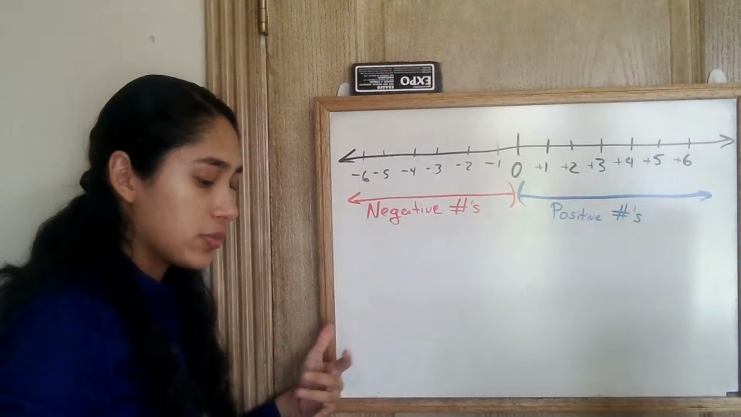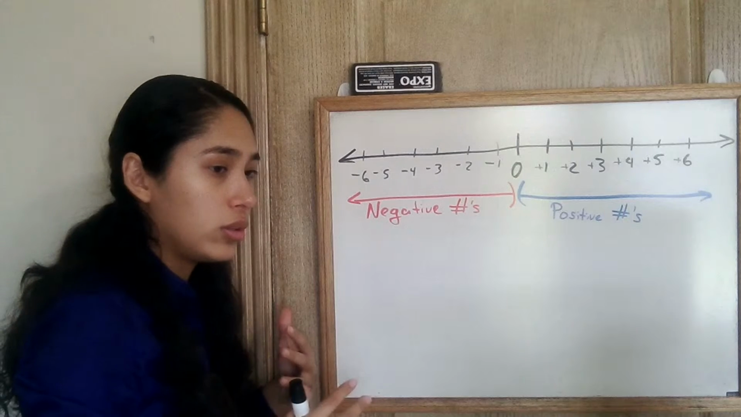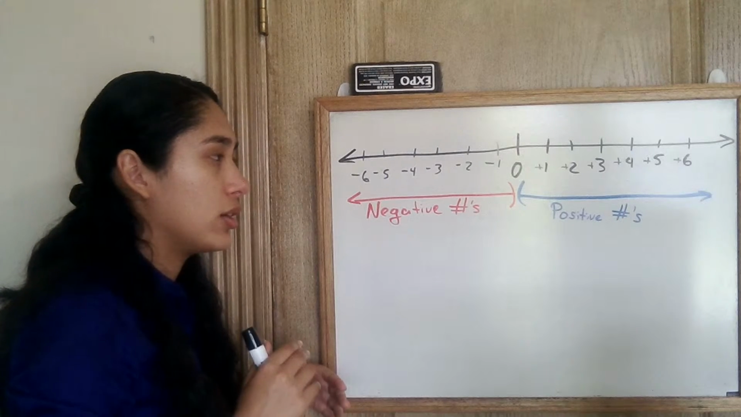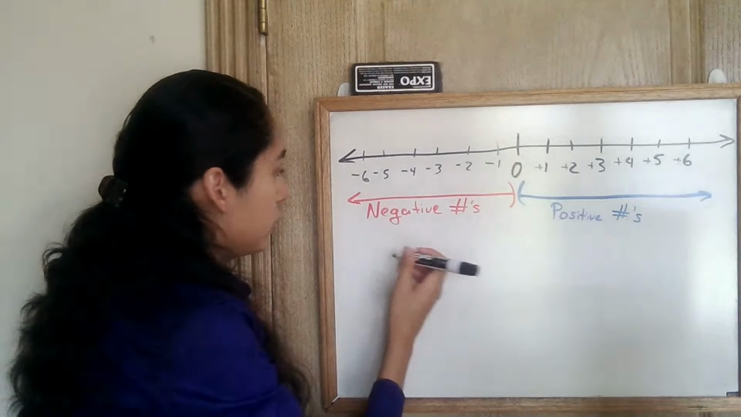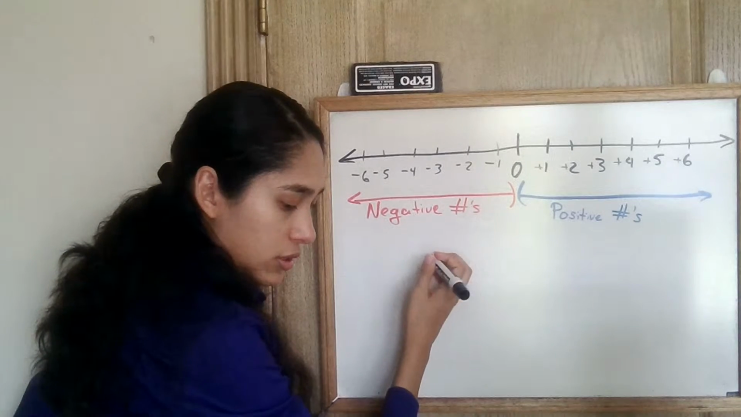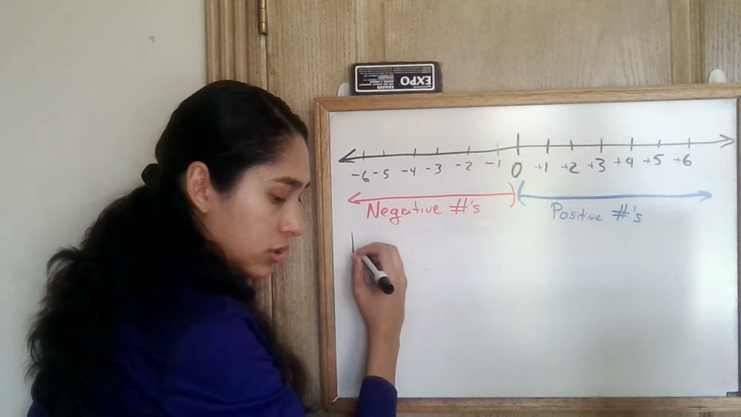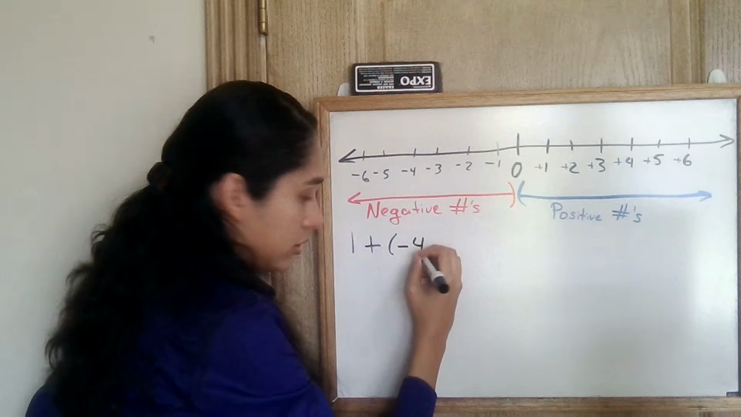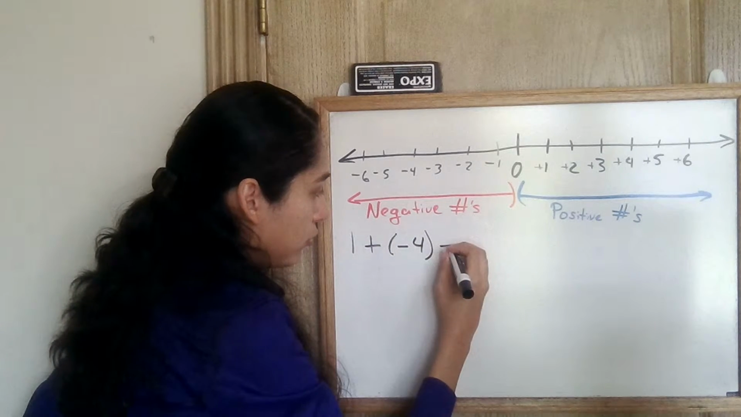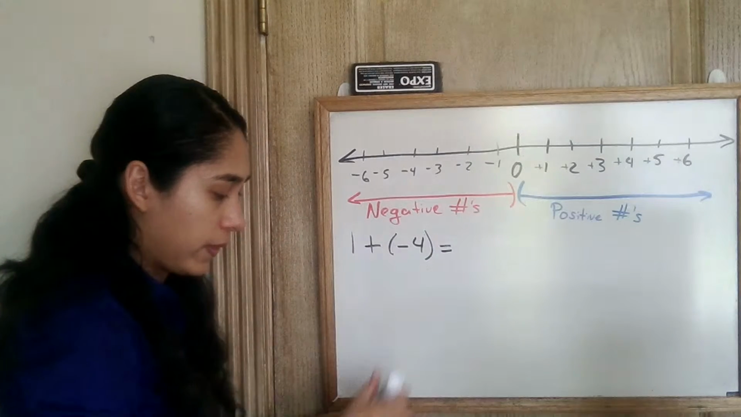So we're going to be adding and subtracting. I know this is really dull, but I really want to drive home the concept of two negatives making a positive. So let's say I have 1 plus -4. What is that going to be equal to?